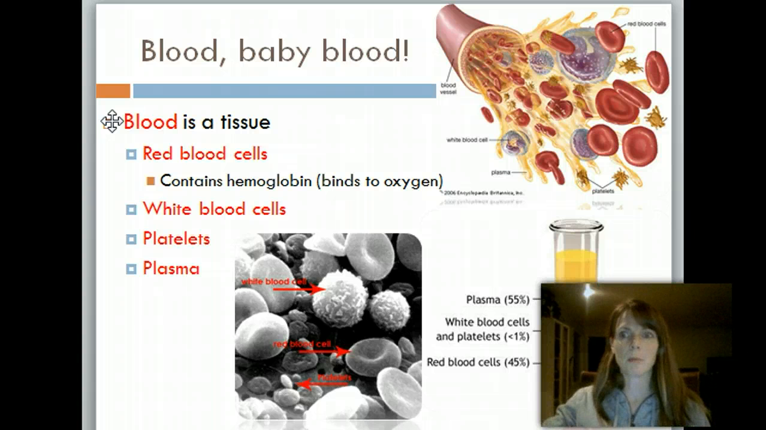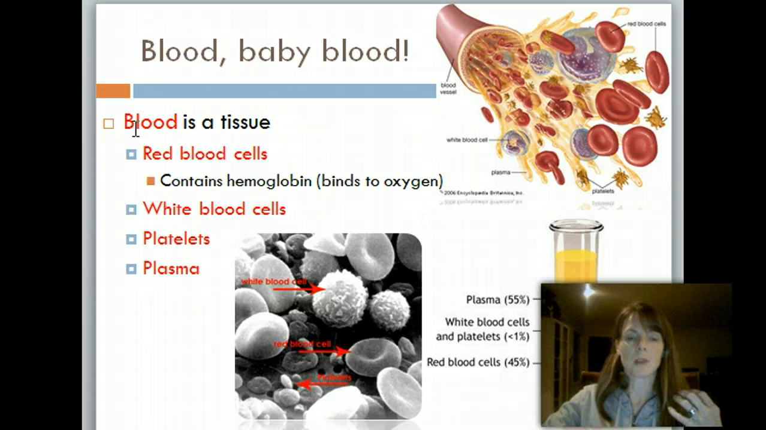So let's talk a little bit about blood, because obviously blood is a pretty important component of the circulatory system. So blood is a tissue. The reason why it's a tissue is it's made up of more than one type of cell, okay? So blood is actually comprised of many different things, okay? So let's talk about these. The red blood cells, which contain hemoglobin, that's what binds to oxygen. White blood cells, platelets, and plasma. So all of these different things.